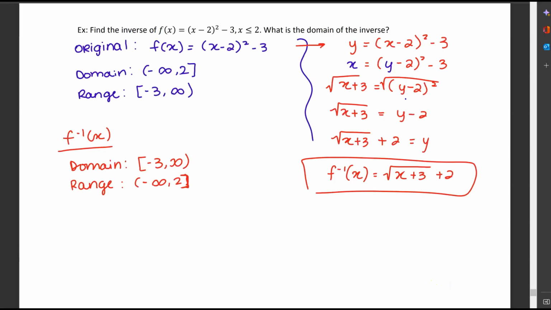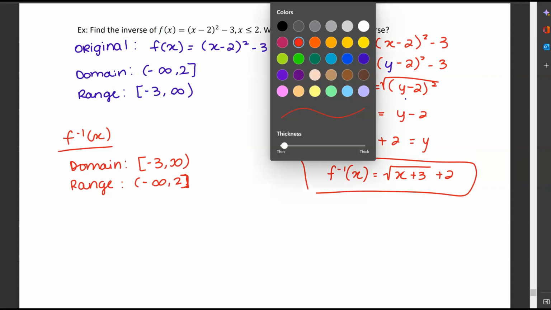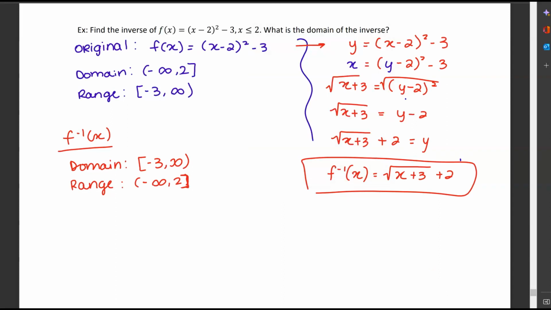All right, so after pausing the video and attempting the problem, is this what you got? So here we have our inverse function as the square root of x plus 3, entire function plus 2, and then notice that the domain and the range, they swap, right? So we go from -3 to infinity, and then the range is from -infinity to 2. All right?